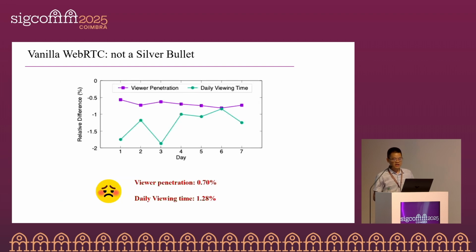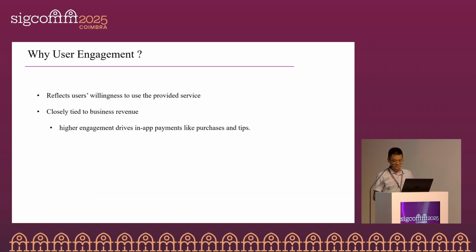However, Vanilla RTM had a significant negative impact on user engagement. The view penetration has dropped by 0.7%, and the daily viewing time has declined by more than 1%. These results highlight the need for further optimization to fully unlock WebRTC's potential.